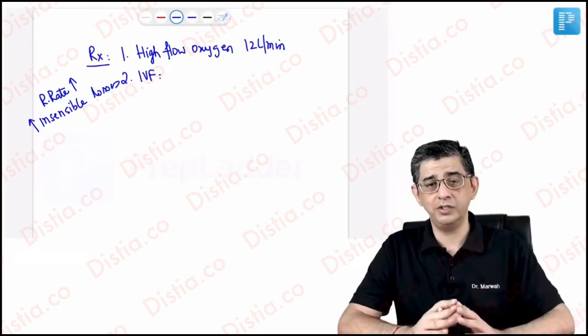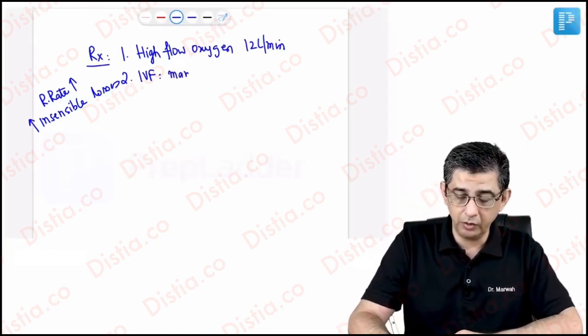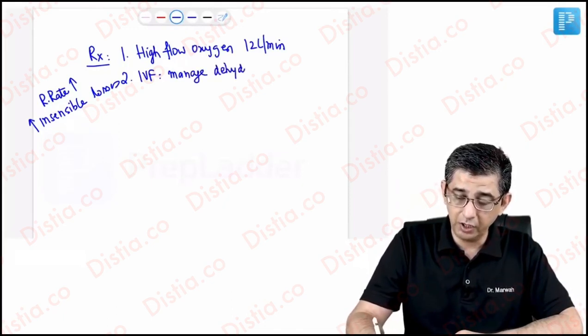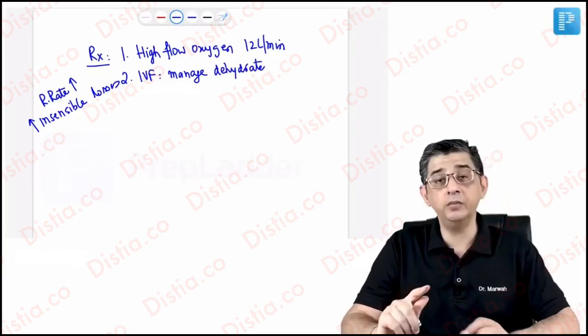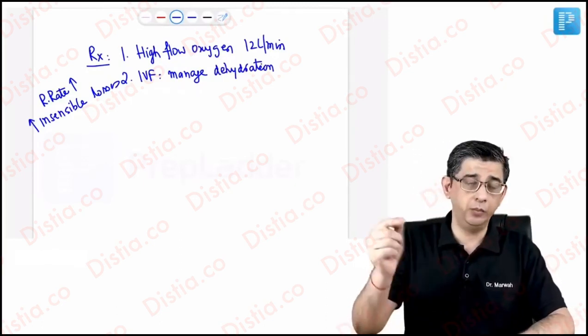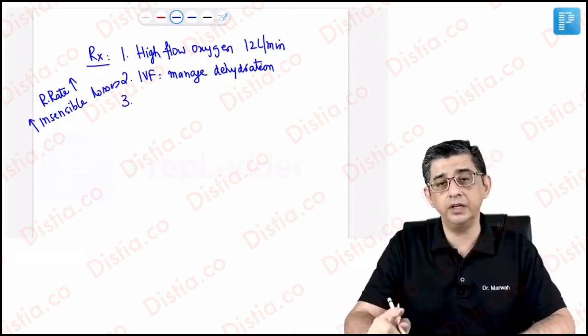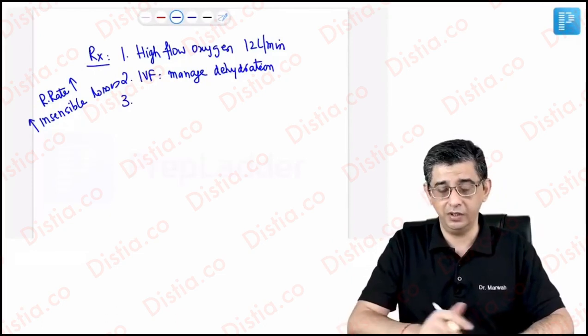So the textbook says that IV fluids should be given to this patient to manage the dehydration component. You don't need to give too much IV fluid because anyway there is alveolar edema present in this patient. But at the same time, do not leave the patient high and dry, in the sense that you are not taking care of the increased insensible losses in this patient.